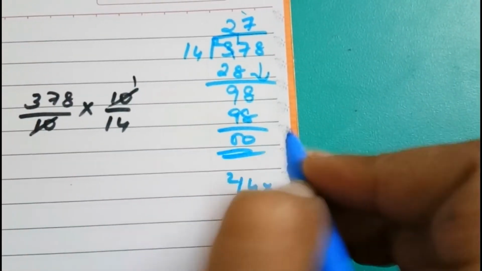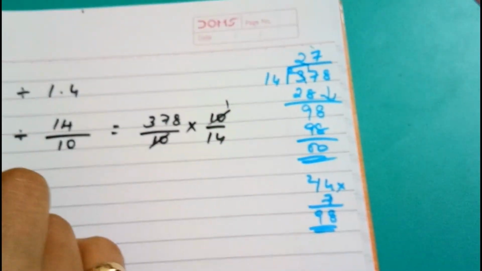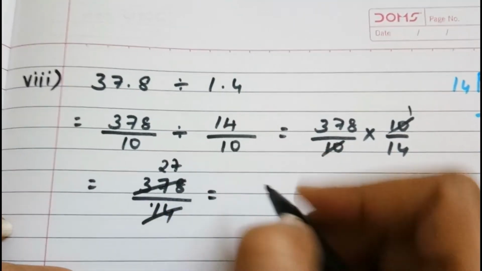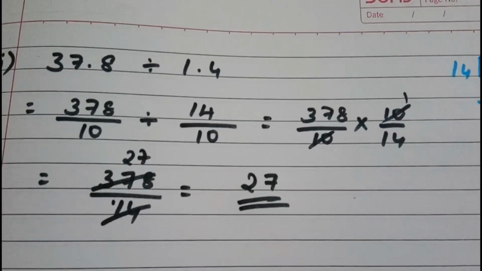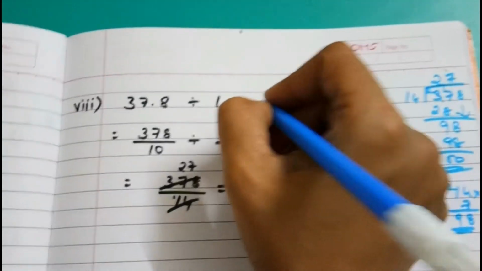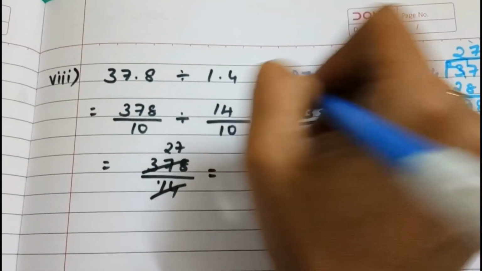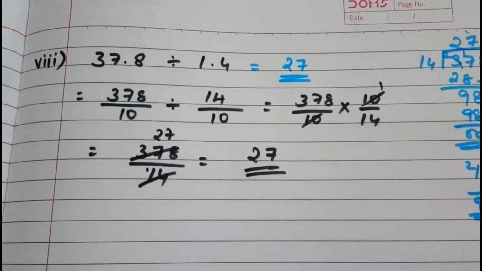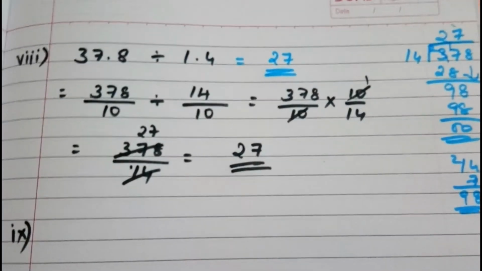98, 0 0. So 14 will go in 378 27 times. So the answer here is 27. Clear? So 37.8 divided by 1.4 is 27. Okay. Now last but not the least, question number 9, the sub question number 9 of question number 5.